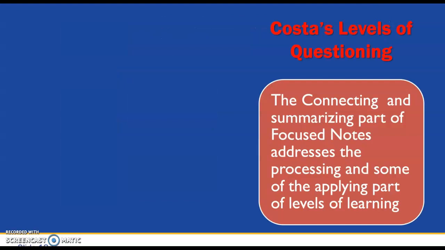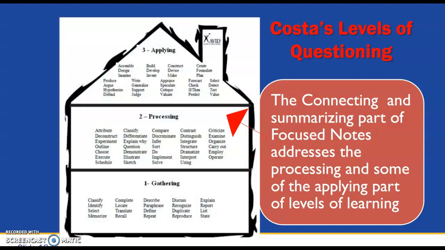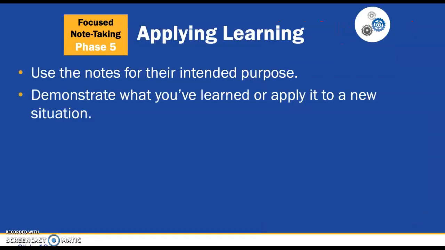All right, the last step, well, before we go to the last step, the Costas levels of learning, that is going to be the highest level of learning. We're moving on up still. And connecting and summarizing focus notes address the applying and some of the processing parts.